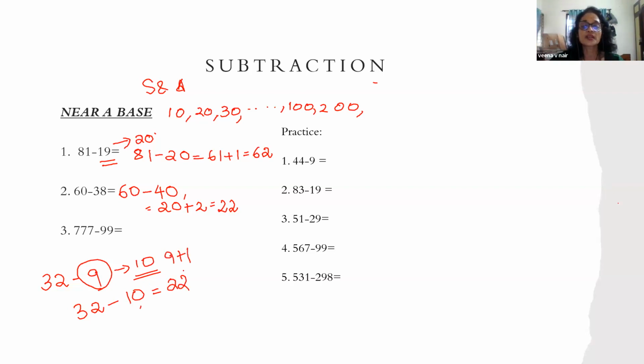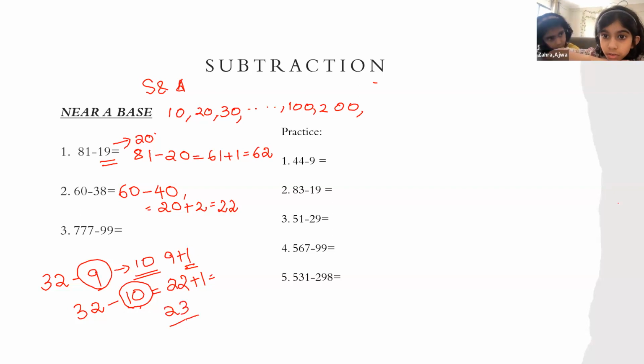Now 10 is more than 9 by 1. 10 is equal to 9 plus 1. But we have subtracted more from 32. We have subtracted 10, whereas we need to subtract only 9. So this extra 1 has to be given back to the answer. So 22 plus 1 is 23. Are you clear now? Whichever is the biggest base, we reduce the base first and then add the balance. When we do more problems, you will understand.